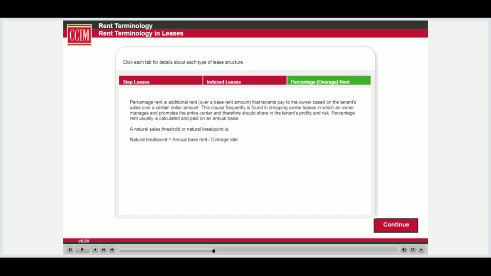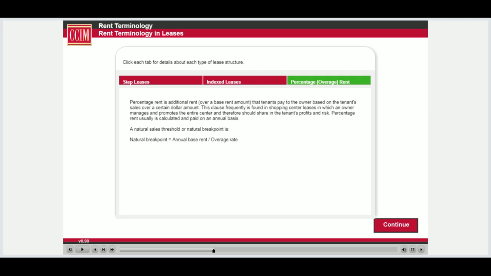Percentage rent is additional rent over the base rent amount that tenants pay to the owner based on the tenant's sales over a certain dollar amount. This clause frequently is found in shopping center leases, in which an owner manages and promotes the entire center and therefore should share in the tenant's profits and risk.